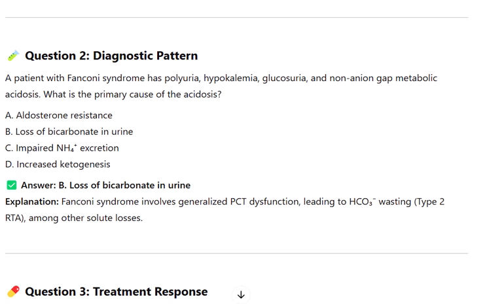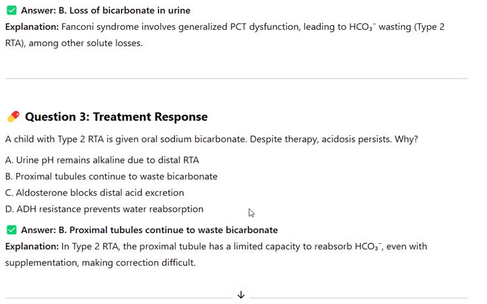Explanation. Fanconi syndrome involves generalized PCT dysfunction leading to HCO₃⁻ wasting, type 2 RTA, among other solute losses. Question 3. Treatment response. A child with type 2 RTA is given oral sodium bicarbonate. Despite therapy, acidosis persists. Why?